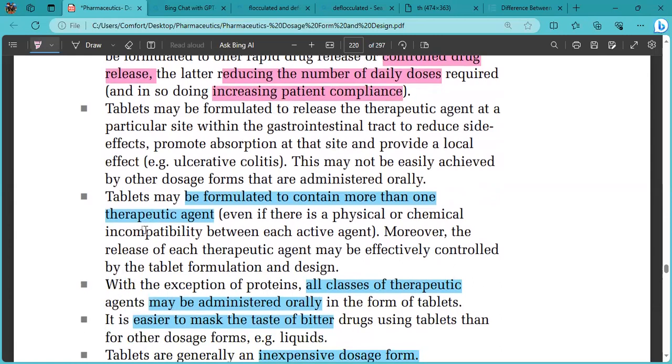They may also be formulated to release the therapeutic agent at a particular site, which is the enteric-coated tablets we mentioned before. So if you have an NSAID and someone already has ulcers or their stomach lining is already irritated, administering an enteric-coated tablet will ensure that it's released in the intestine, so it prevents further irritation.